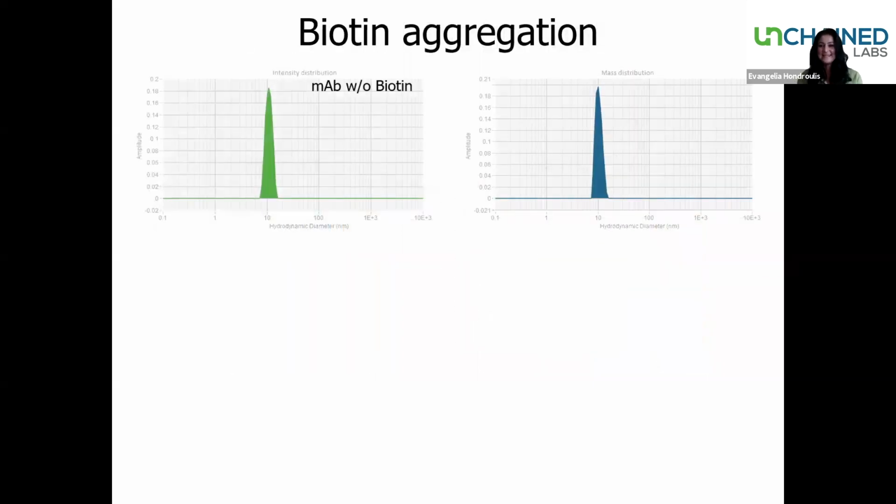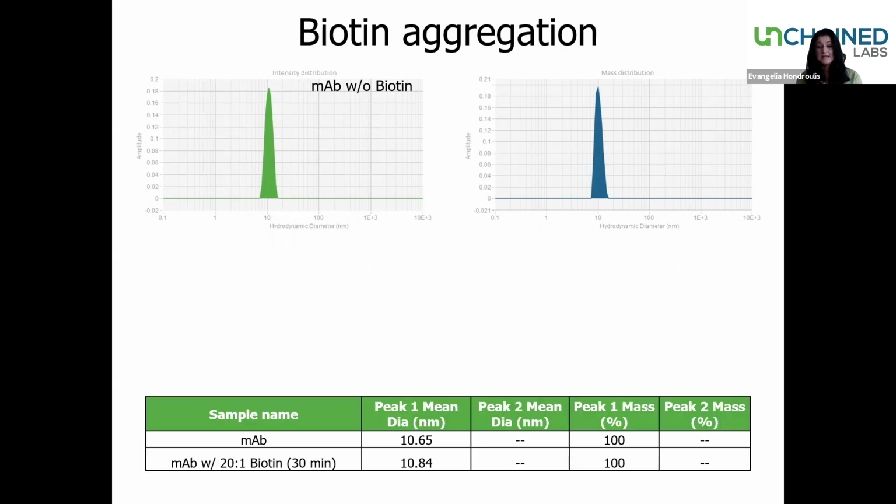We have our DLS again. Now the DLS is going to give us information on the colloidal stability before and after adding the Biotin. So in this particular case, we have again the intensity distribution and the mass distribution of the antibody by itself shown on top. We were getting a value of 10.65 for the size of our antibody. And as you notice here, we only have one peak in the sample, and the peak 1 mass percent is registering at 100%. So that sample is all at that one size.